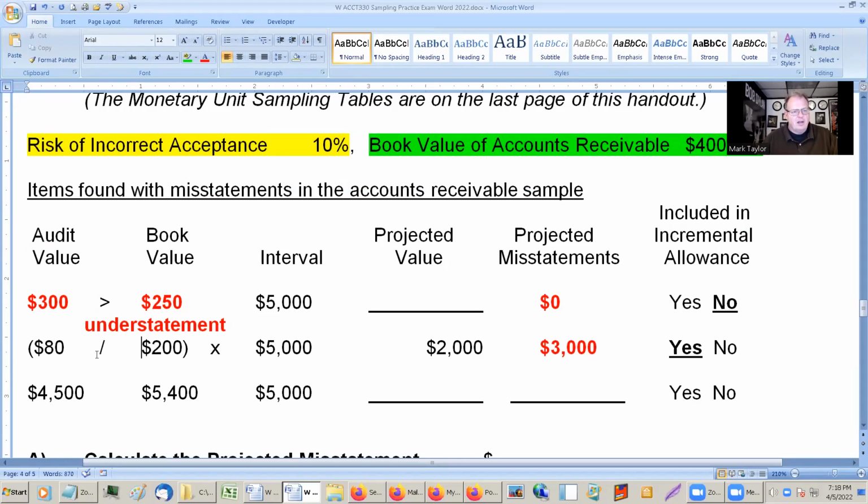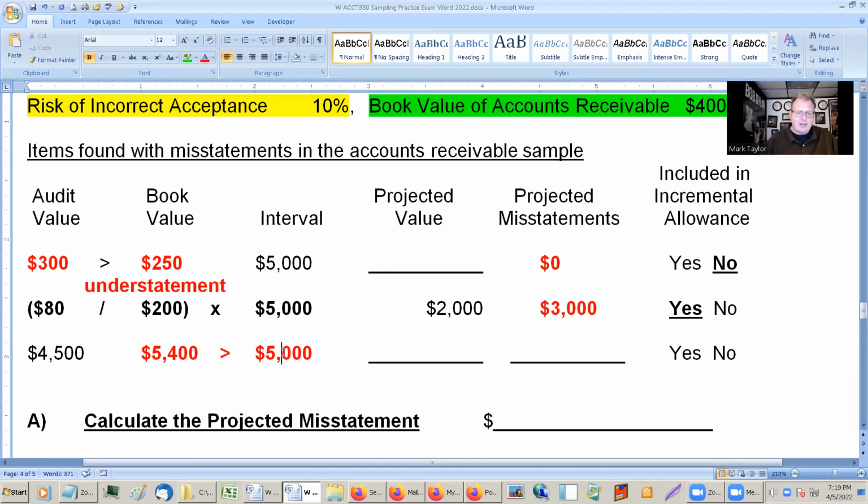Okay, so this one's kind of straightforward. The next one, there's something wacky about this one. The third one here, what's wacky? It's higher than the interval. Yep. You'll notice that the book value item is greater than the interval.